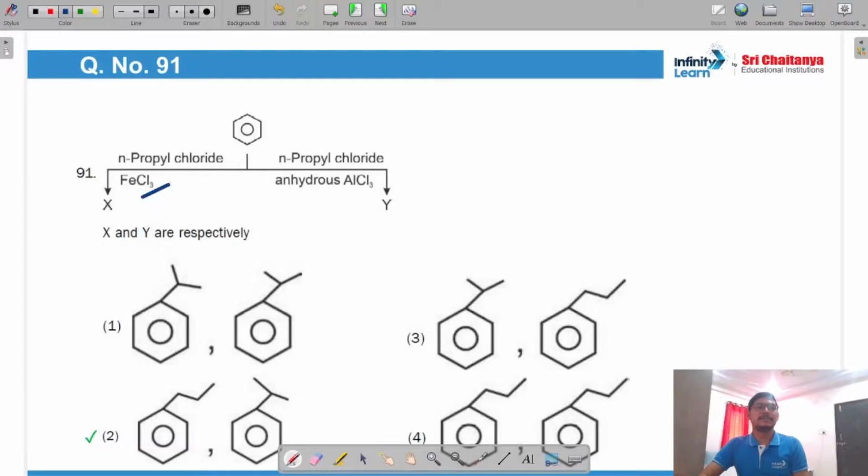N-propyl chloride. FeCl3 is a weak Lewis acid, whereas anhydrous AlCl3 is a strong Lewis acid. It would generate enough positive charge on the primary carbon of the propyl group that it would undergo carbocation rearrangement. So this would be your answer. In the first case, carbocation rearrangement will not occur. In the second case, it will.